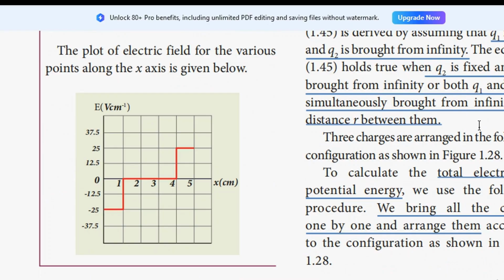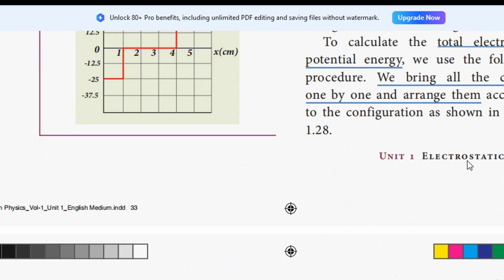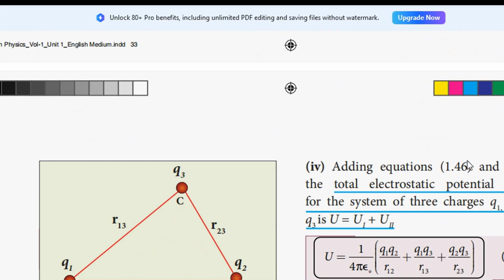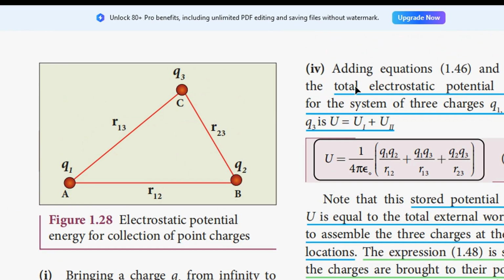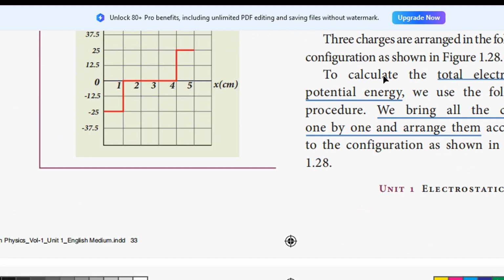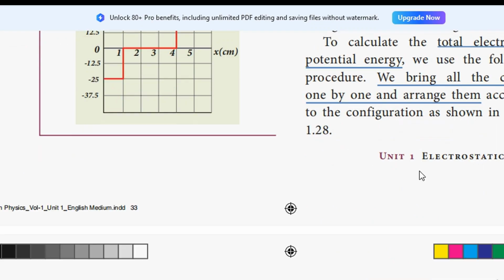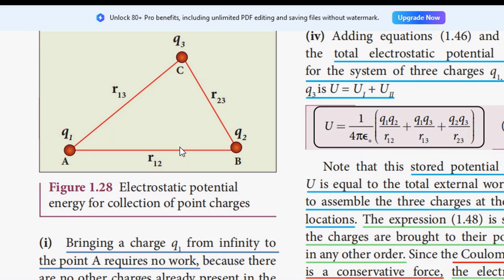Three charges are arranged in the following configuration as shown in figure 1.28, like this. To calculate the total electrostatic potential energy, we use the following procedure. We bring all the charges one by one and arrange them according to the configuration as shown in this diagram 1.28. So here you have Q1 at A, Q2 at B, Q3 at C. They are separated by these distances r12, r23, and here r13.